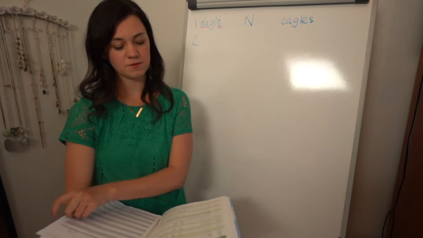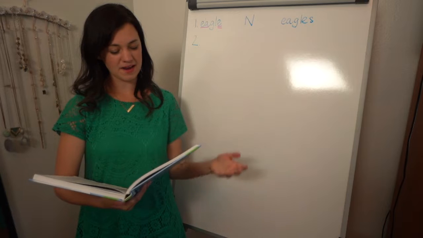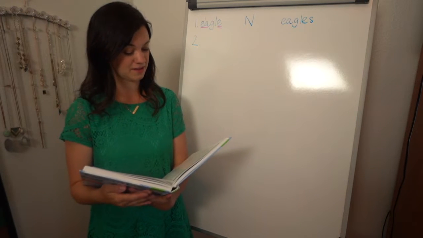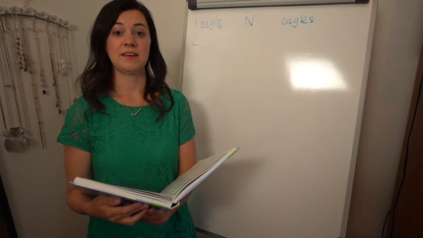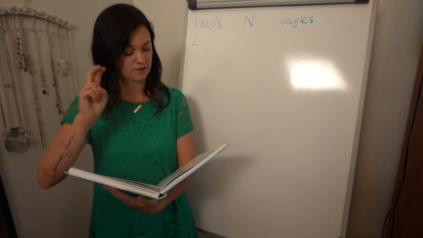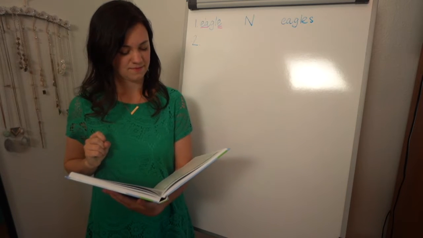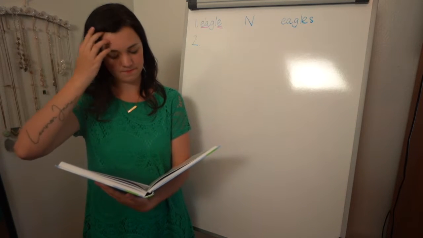Number 2. All right, so number 2 is turtle. The turtle won the race. Turtle. How many syllables in turtle? Yes, 2. I'm going to finger spell it for you. T-er, t-o. Good. Go ahead and try to write it.